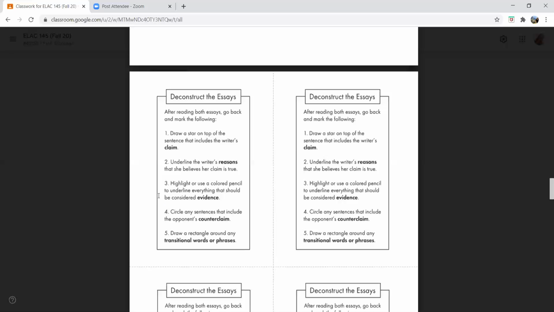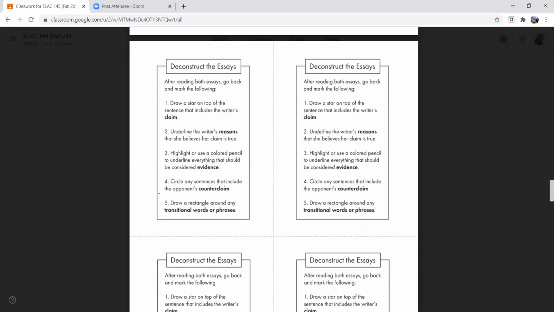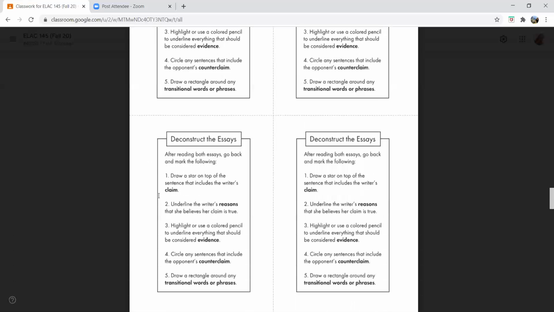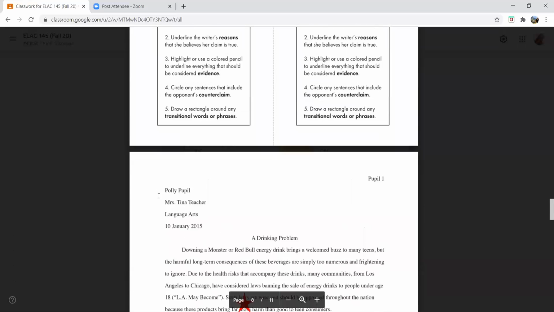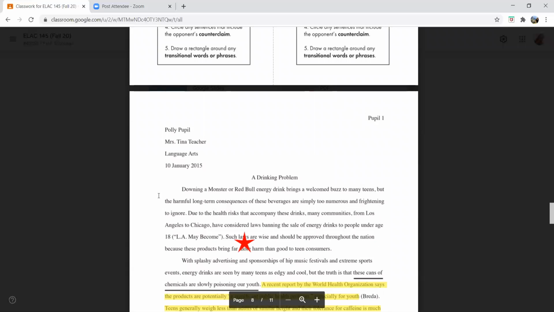And finally, at the end, they're drawing a rectangle around any transitional words or phrases. Transitional words and phrases, again, those are templates. Those are like the sentence templates.